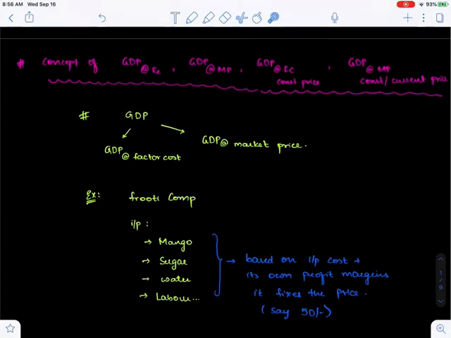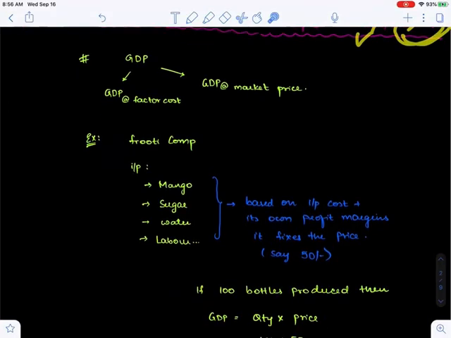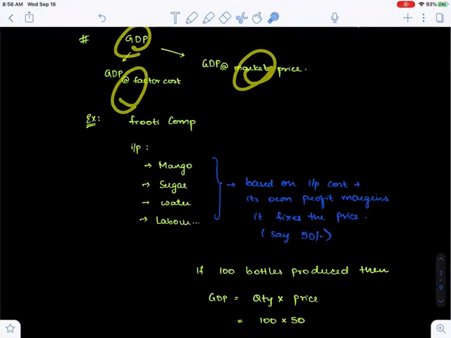Hello there. In this lecture, let's study the concept of GDP at factor cost and GDP at market price. And also let's study about the GDP at factor cost at constant price, GDP at market price at constant price and current price. First, let's study about the GDP at factor cost and GDP at market price.